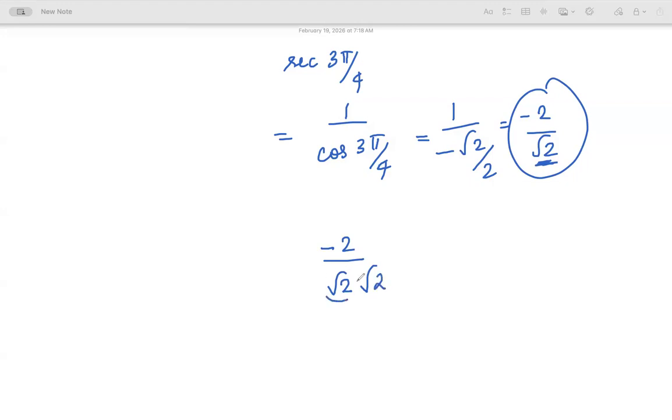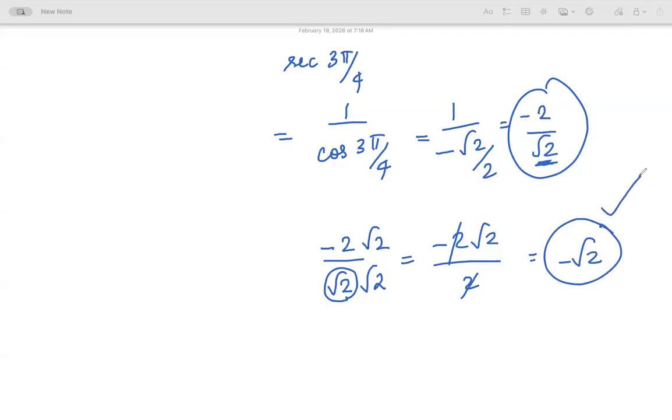So what I do is rationalize the denominator here. In that case, it becomes minus 2 root 2 by 2, so it becomes minus square root of 2. This is the answer I'll accept, but if your teacher accepts, I'm least bothered. Then you go ahead with your teacher, I would say. So this is accepted. Can I move on?